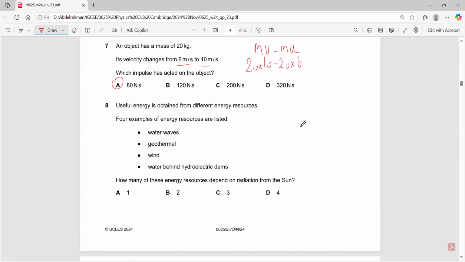Useful energies obtained from different resources. For example, energy resources are listed. How many of these resources depend on radiation from the sun? Water waves, yes. Geothermal, no. Wind, water behind the hydroelectric dams, yes. So 3 of them.